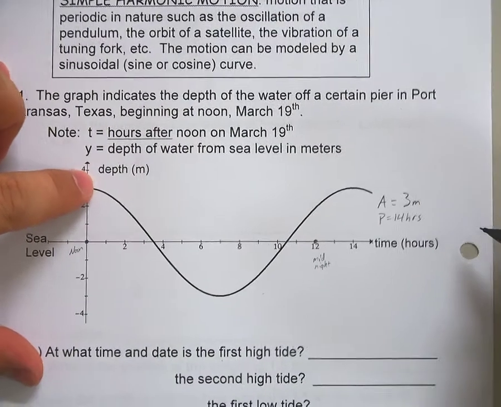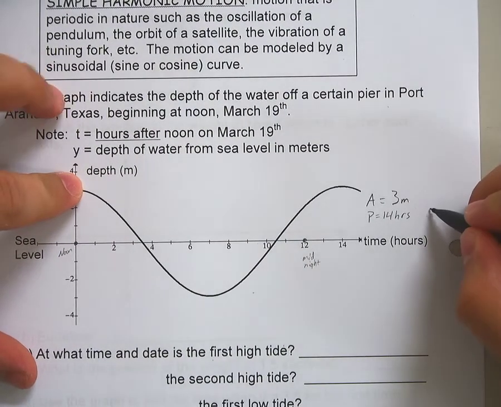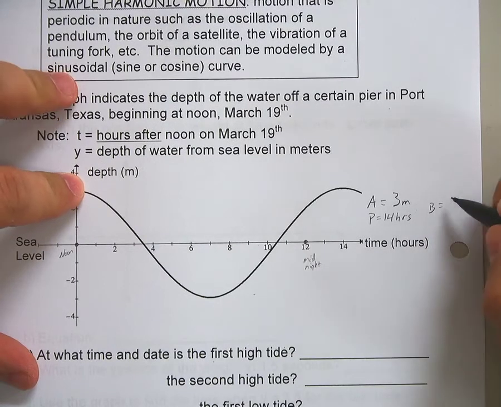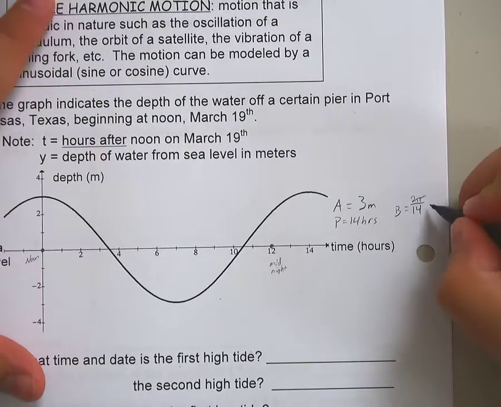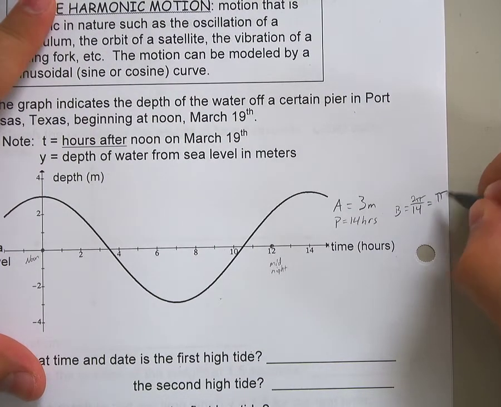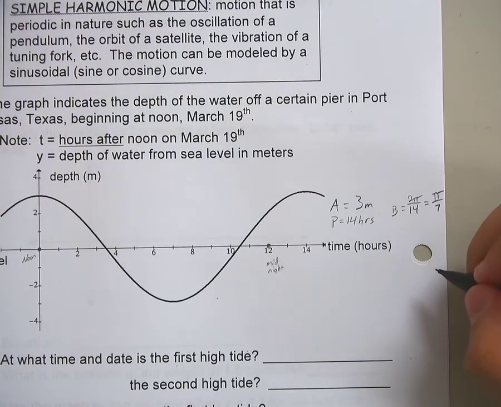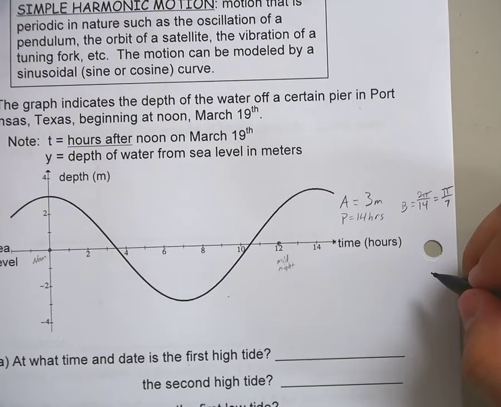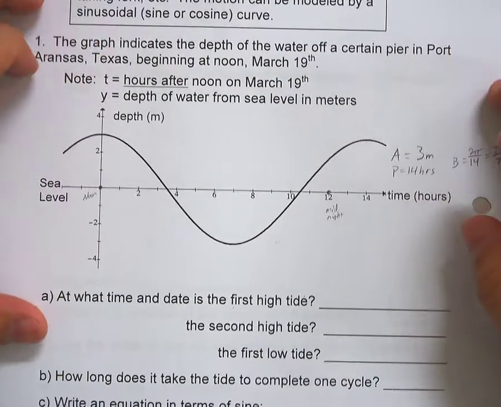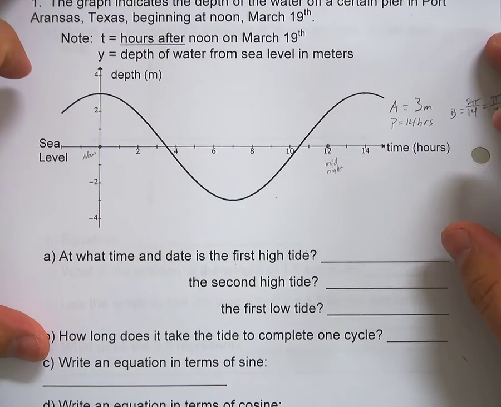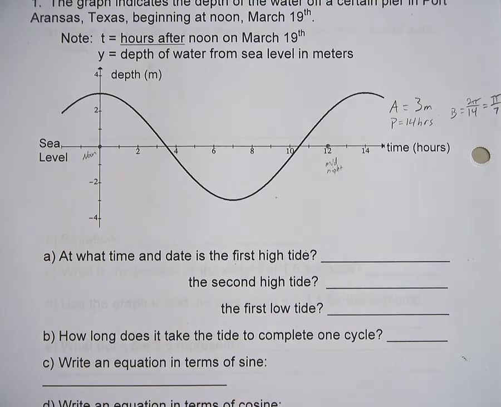Really quickly, let's go ahead and come up with a value for B as well. B is going to be 2 pi over 14, which is just going to be pi over 7. That may come in handy a little bit later. B is going to be pi over 7. So just keep that on tap, and we may be coming back to that in a moment. So let's answer some questions.